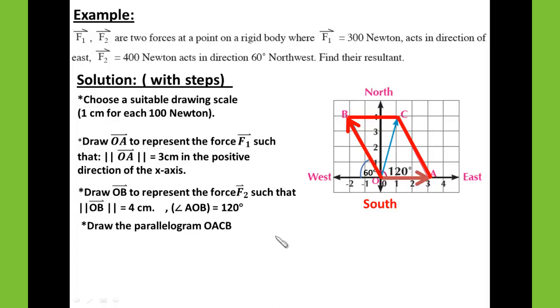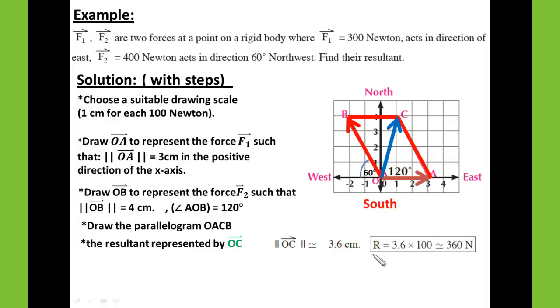Now we have parallelogram OACB, and we have the two forces OA and OB. Then the diagonal OC represents the resultant, so the resultant is represented by the vector OC, and the norm of OC equals 3.6 centimeters. We will measure it using a ruler. So the norm of the vector OC equals approximately 3.6 centimeters.